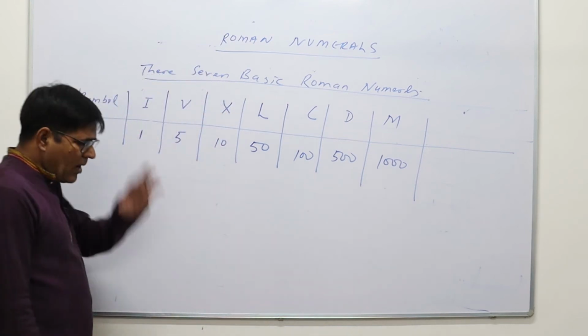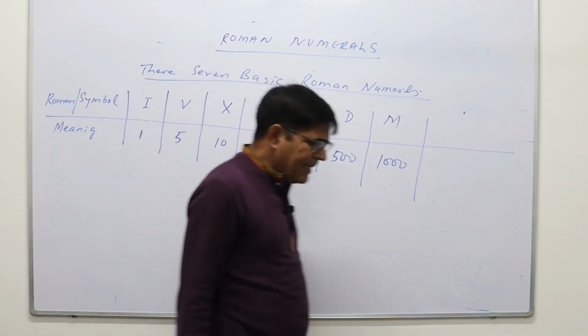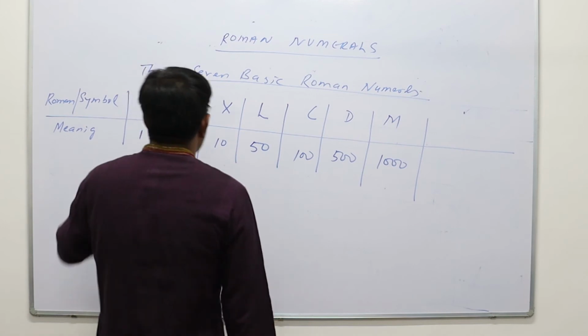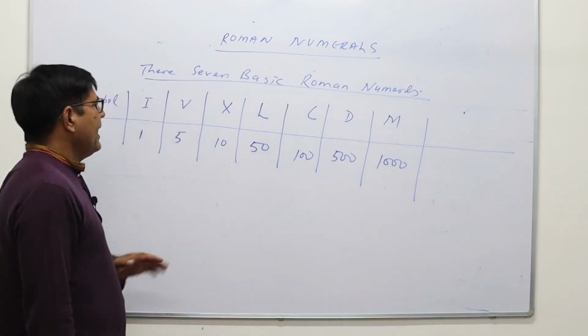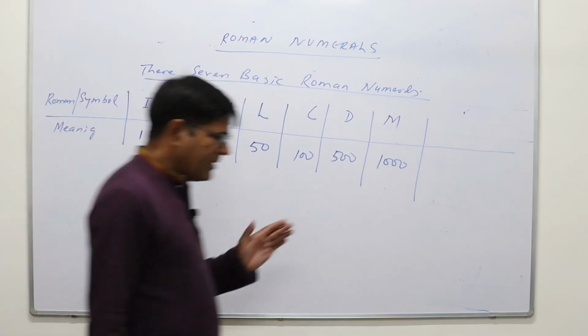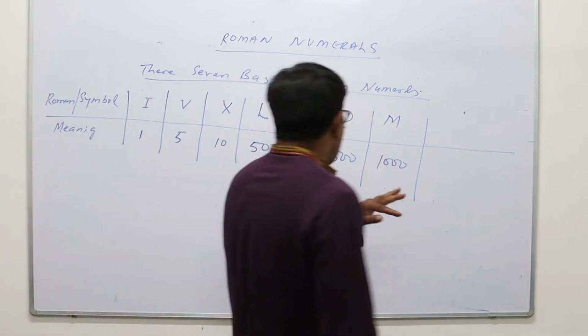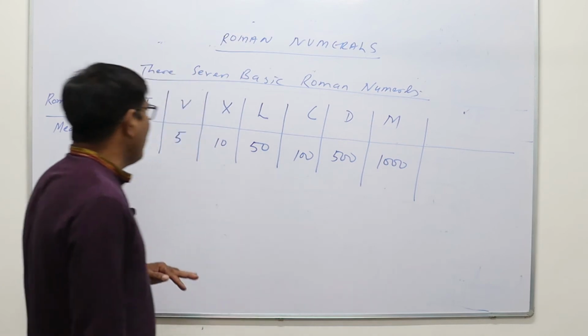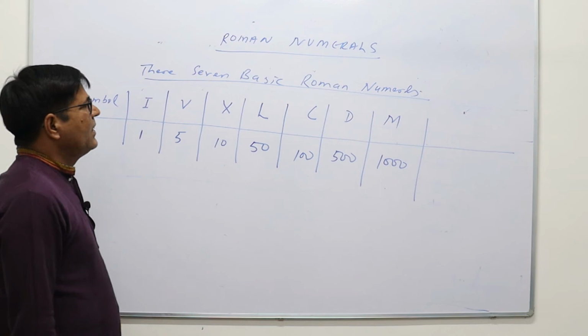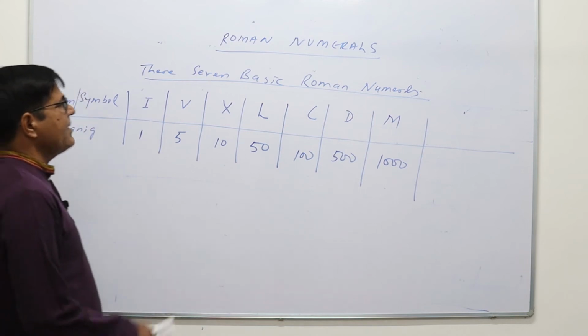Now, out of these Roman symbols, if these symbols are written in groups, and if the smaller one is on the left and the larger one is on the right side, then how will we write it in meaning form? For this there are some basic rules.